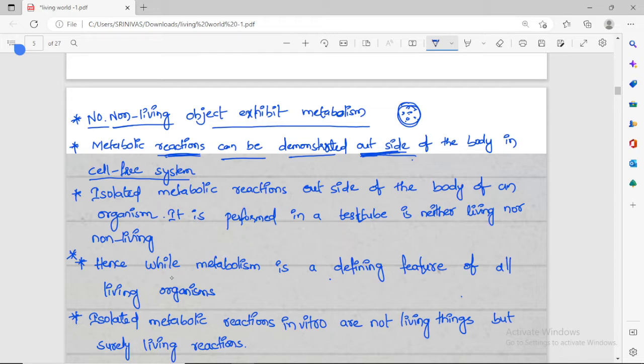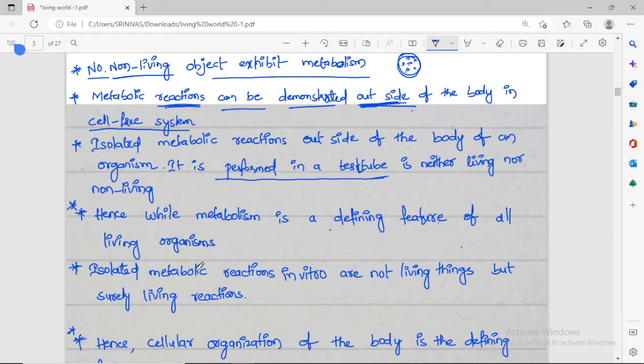How means isolated metabolic reactions outside of the body of an organism. It is performed in a test tube. That's why it is called outside of the body. Is it inside? No, it is performed outside of the body, in a test tube. A test tube is a non-living thing, so it is done in a non-living thing.